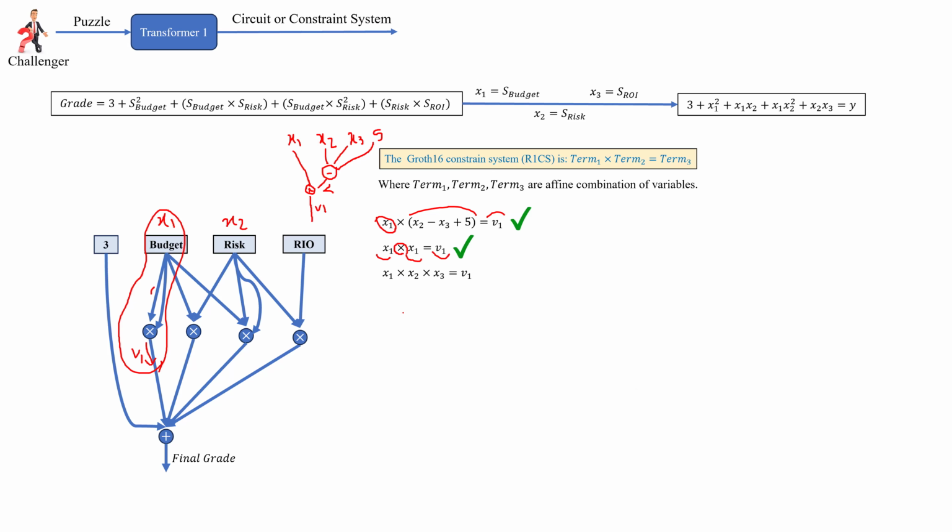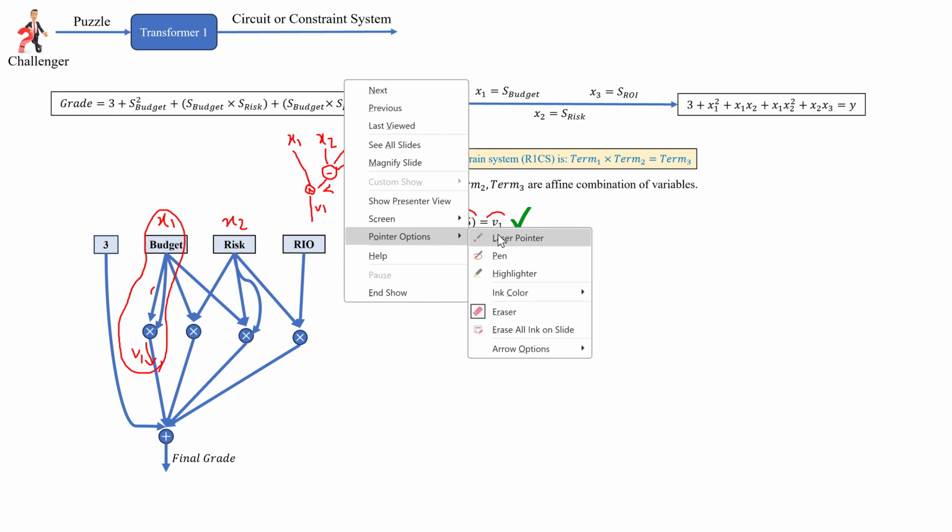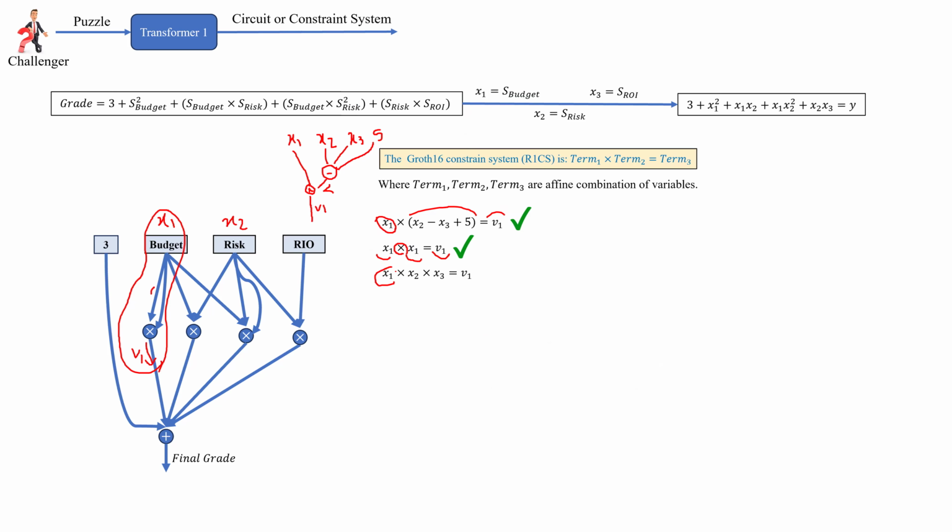So the third example says that I'm going to consider this one as term 1 and this one as term 2. Maybe you want to decide this one as term 1 and this one as term 2, right? So there is no difference. Okay, so let's consider this one as term 1, this one as term 2, and this is the multiplication between term 1 and term 2. And this is term 3, right?